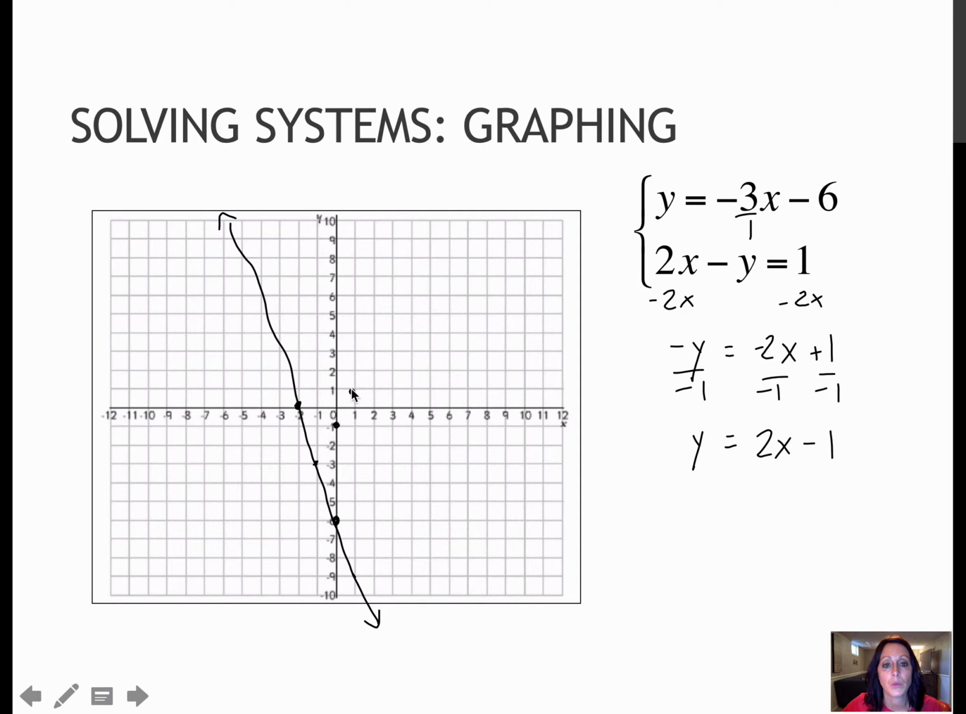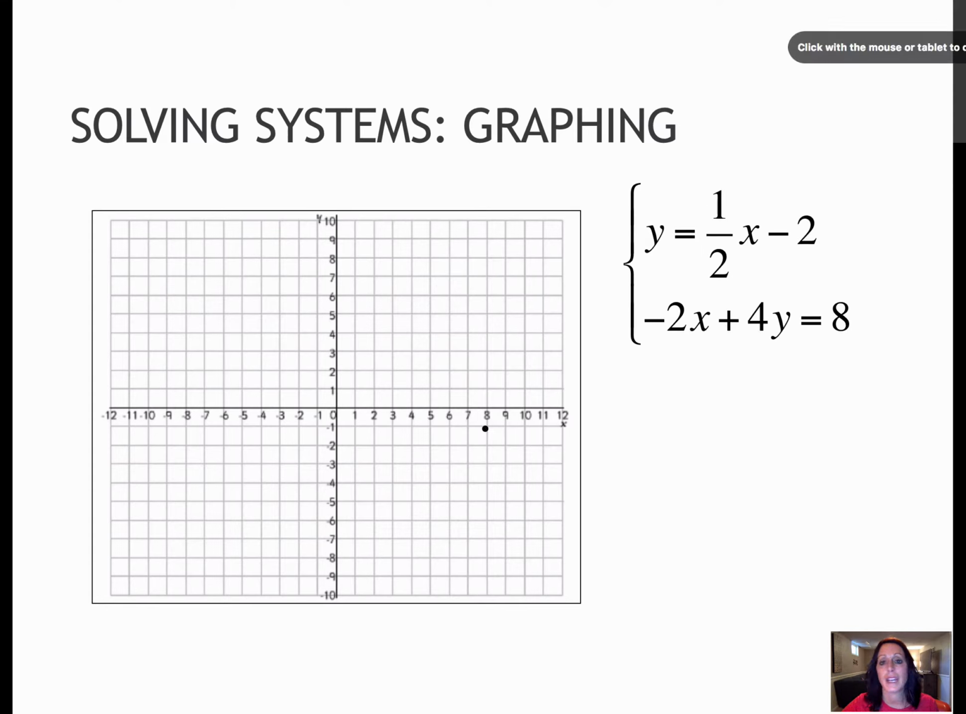So up 2 over 1 or down 2 to the left 1, and I can see that the point at which these two cross is -1, -3. That's my solution to the system. Now keep in mind that we're going to do this same example using all three methods, so remember that this one was -1, -3.